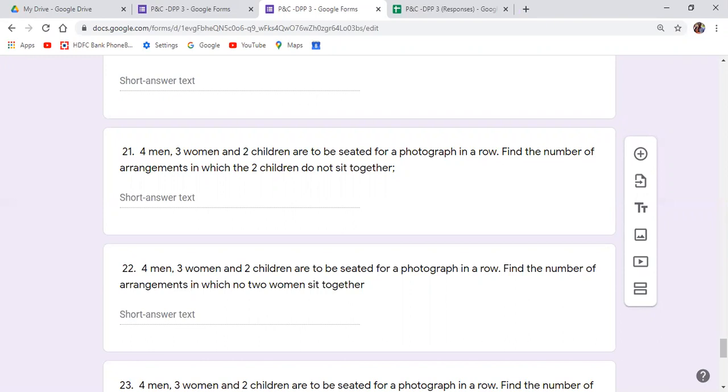Children do not sit together. Sir, it's 8 factorial into 7, no? If they do not sit together, there is one possibility of the gap filling method. Another possibility is all possible arrangements minus together arrangements. I did the gap filling method: 7 factorial into 8 people. Is it okay?